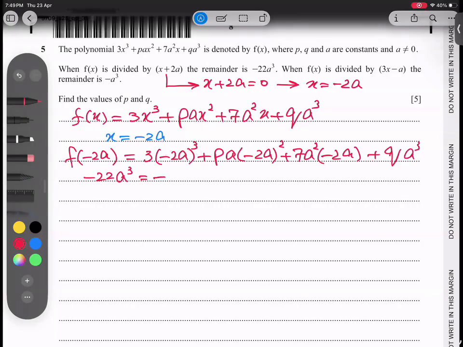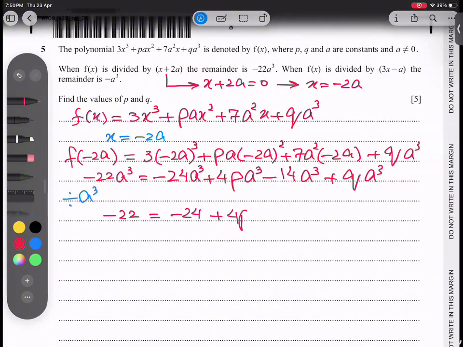And 2 to the power 3 is 8, times 3 is 24a. Due to power 2, this negative eliminates. So 2 square is 4 and 4 p a square into a gives us a cube. And here a cube I had missed. I'll clear it now. What about this? Negative 7 times 2 is 14 a cube and plus q a cube. Clearly we can see a cube divides the whole equation. So I'm getting here negative 22, negative 24 plus 4p, negative 14 plus q.